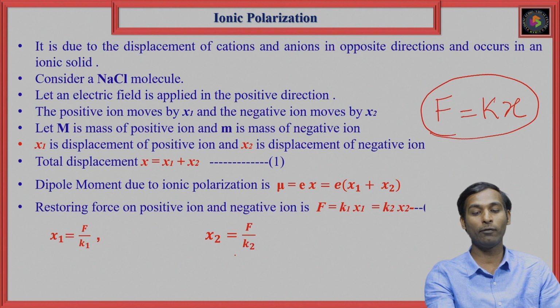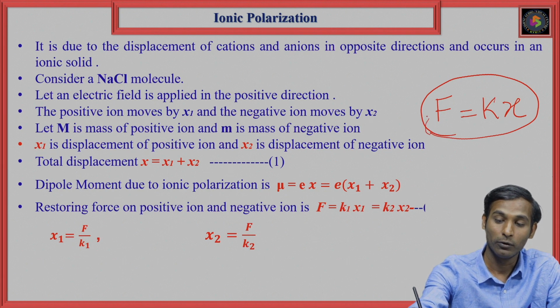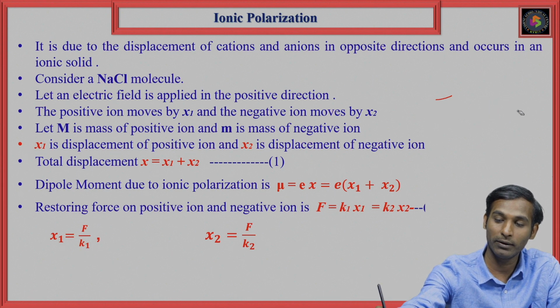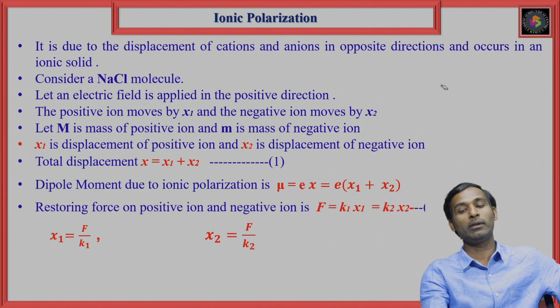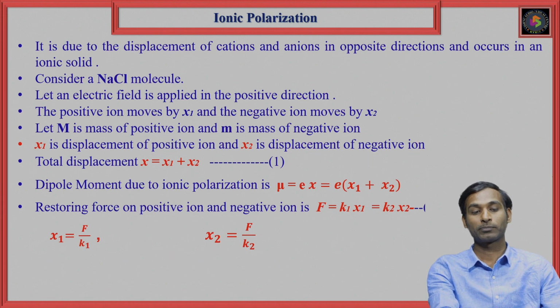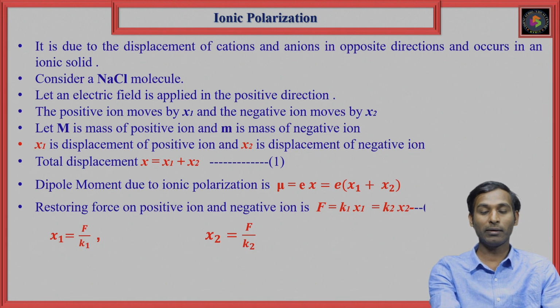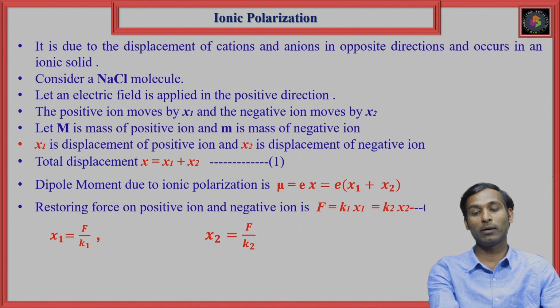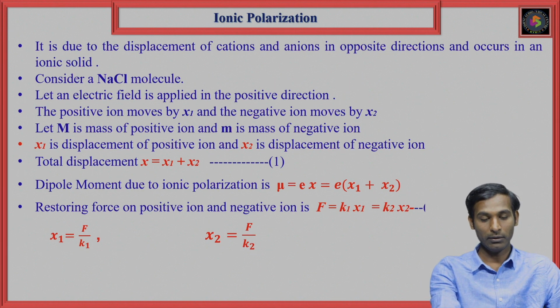What is F here? F is the total force acting on the system. So according to this equation, I am defining the displacement of the positive ion x1 and the displacement of the negative ion x2. So x1 is equal to F by K1 and x2 is equal to F by K2.